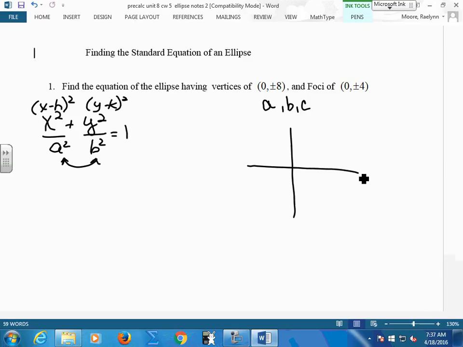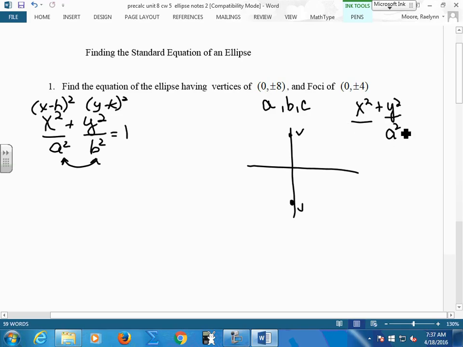It has vertices of 0 plus or minus 8. So 0 plus 8, 0 minus 8. If these are the vertices, which is the major axis? Y. The y-axis. So you're going to start with your A under your Y. Okay. And what would the value of A be?